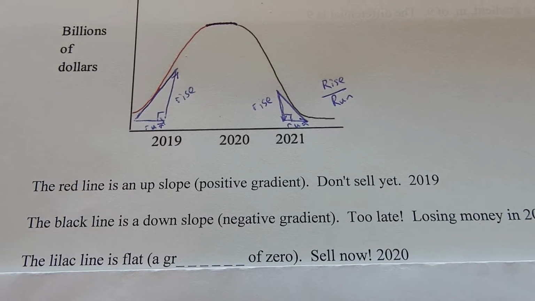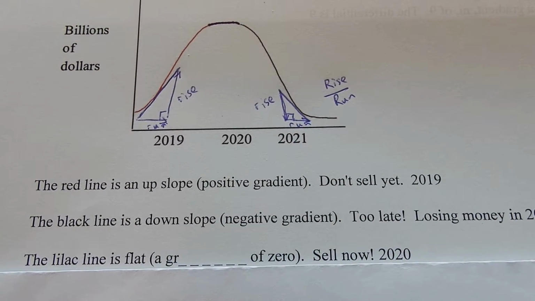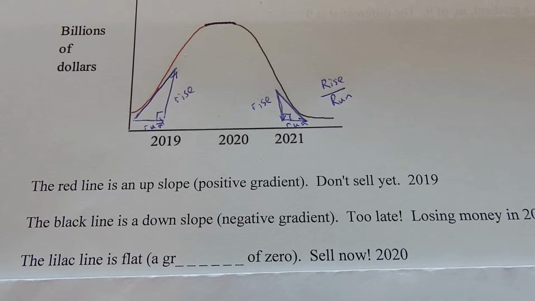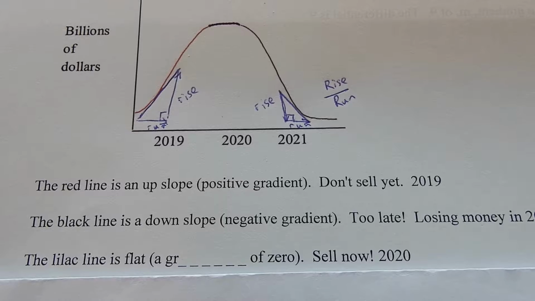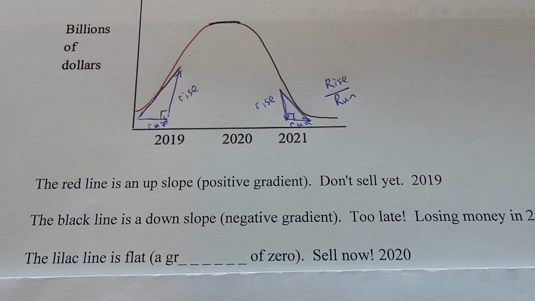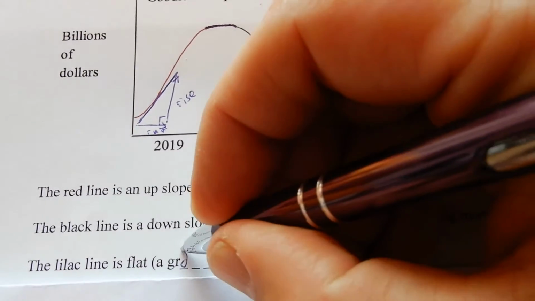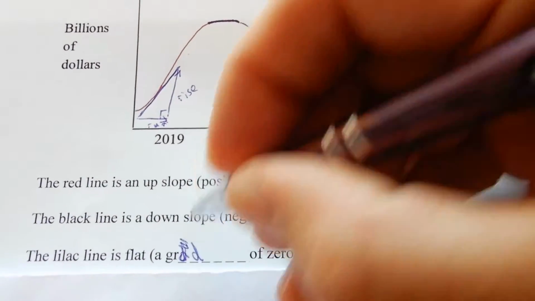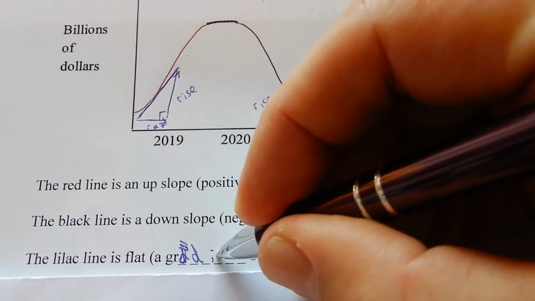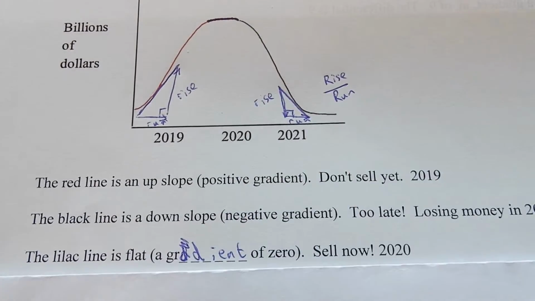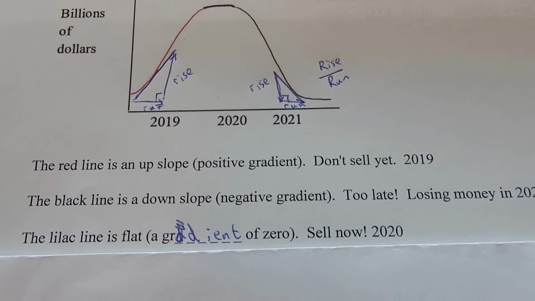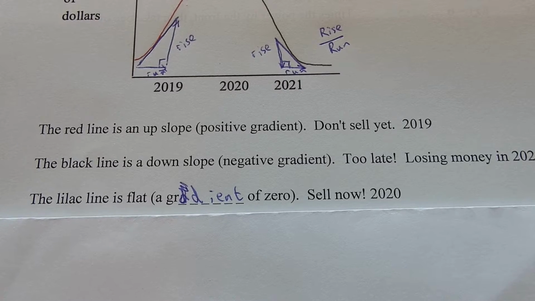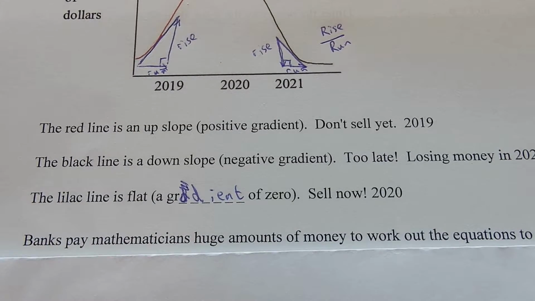The lilac line, can you see that's lilac? Yeah, the lilac line is flat. The gradient is 0. That's the time you sell your shares. This is why gradients are important. Gradient, oops, G-R-A-D-I-E-N-T. Gradient is 0. That's the time to sell. So this is why we do the maths of gradients of lines.